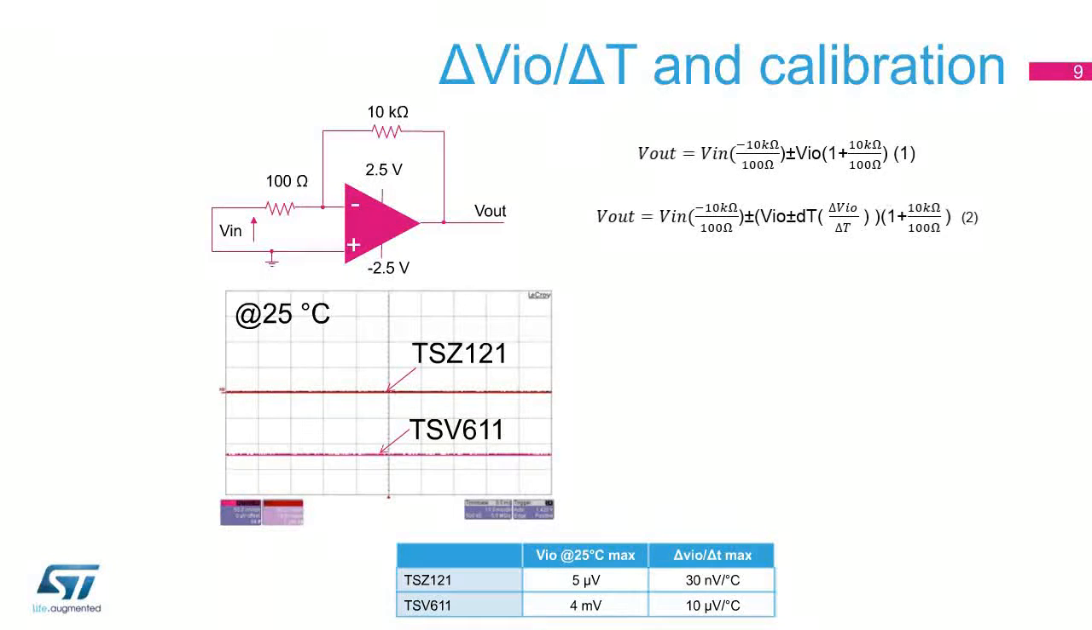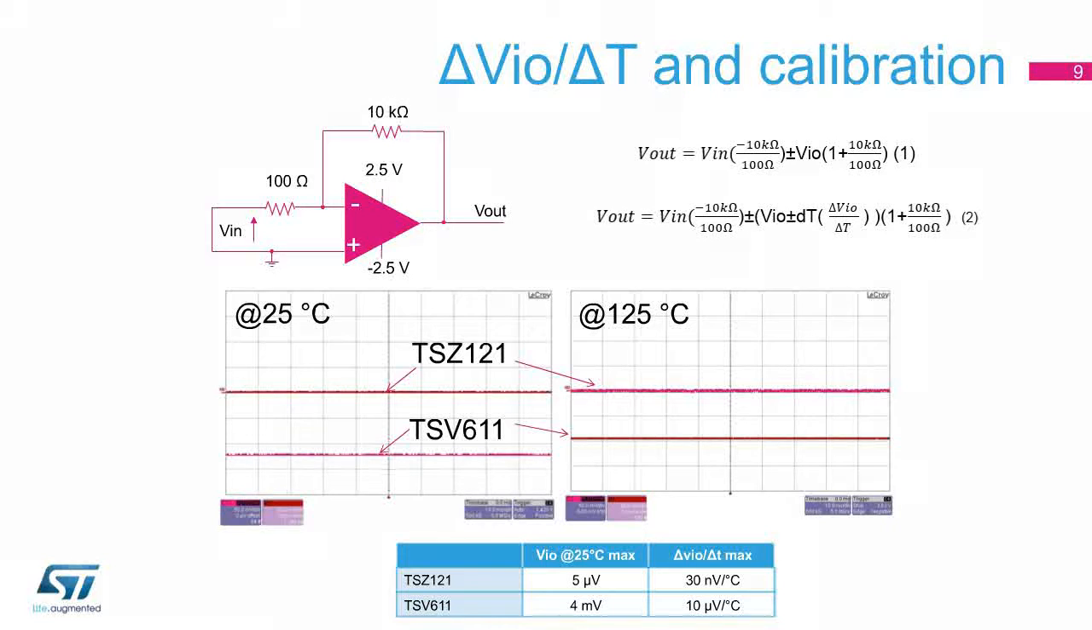This shows that if the TSV611 is used in an application requiring accuracy, a calibration must be made at manufacturing level to eliminate the offset introduced by the op-amp. But when the temperature changes, we can clearly see on the oscilloscope that the output offset voltage of the TSV611 changes from -125 millivolts to -90 millivolts.